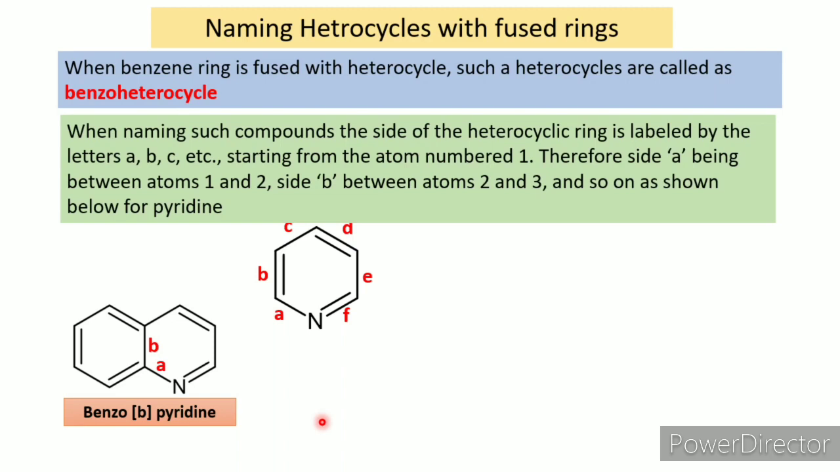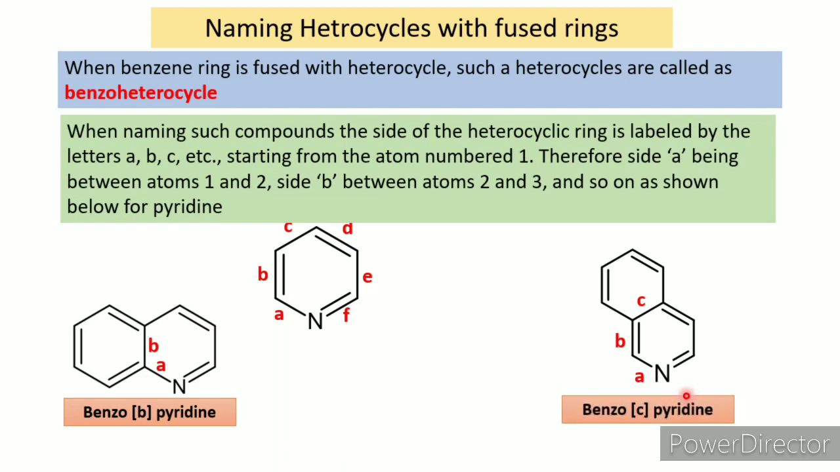Now let's check isoquinoline. In isoquinoline, as you know, nitrogen is one carbon apart. So I have shown the structure like this and I have labeled the sides of the pyridine ring. Now you can see that benzene is fused from side C. So we'll name this compound as benzo-c-pyridine. So this is about how benzoheterocycles are named.